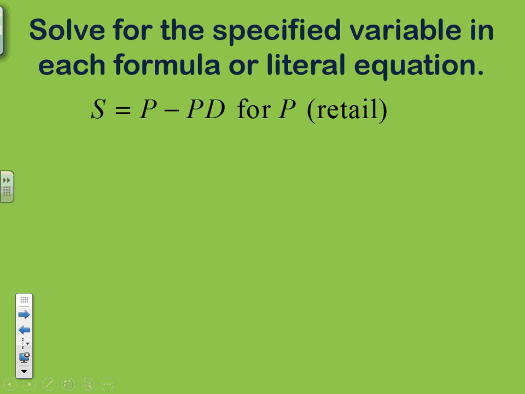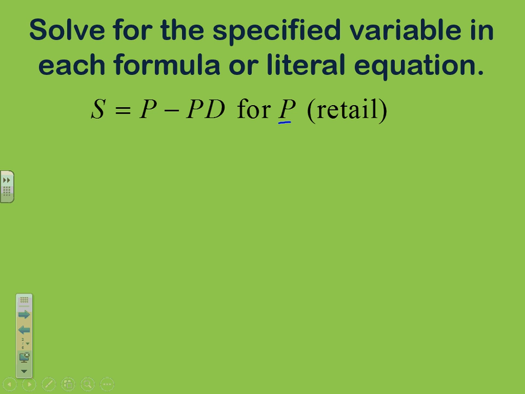So let's take a look at our first example here. We have some equation, s is equal to p minus p times d, and they're saying that this is some kind of a retail formula. What we're trying to do in this case is solve for p. Now you can see on the right side of the equal sign, we have two terms that both have the variable p in it.